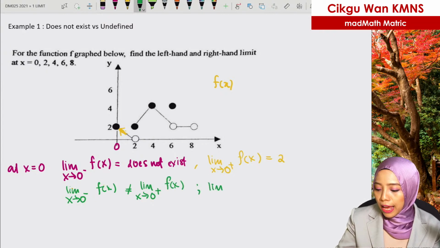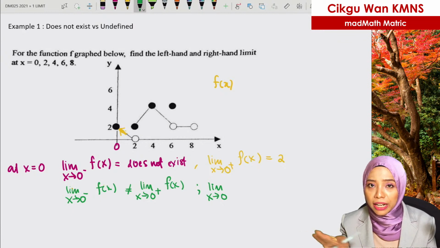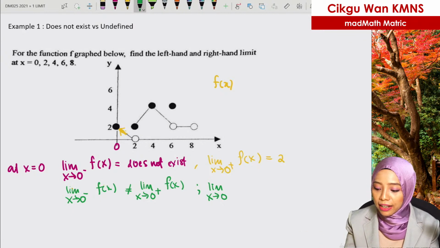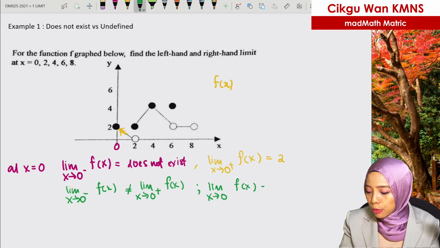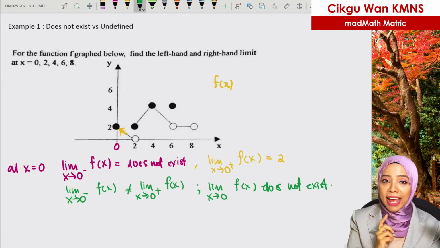Therefore, limit x approaching 0. When you want to make the conclusion, you don't write again x approaching 0 from the right or from the left. We already said that before, and now it is just limit x approaching 0. Okay, f(x) does not exist. Okay, so that is where x equals 0.